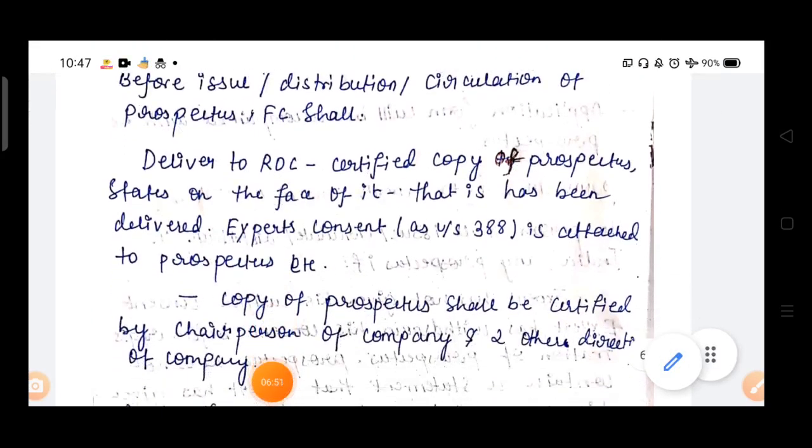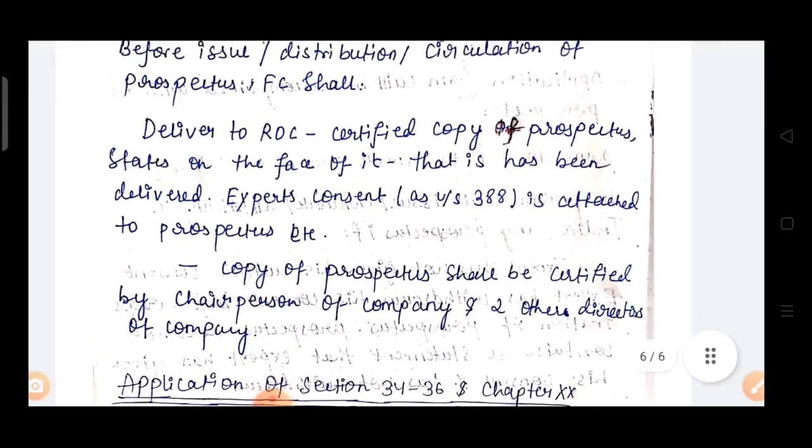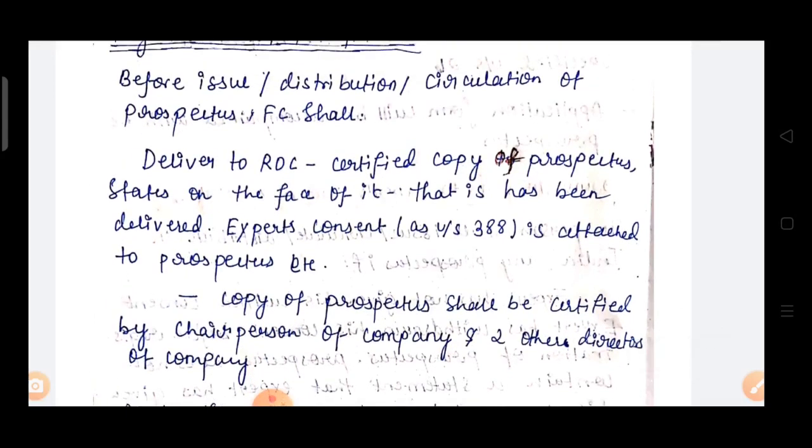A copy of the prospectus shall be certified by the chairperson of the company and two other directors of the company. See the word, delivered to ROC: it is written, delivered to ROC a certified copy of the prospectus, means a certified copy of the prospectus is to be delivered to the ROC. Certified copy means it should be certified by the chairperson of the company and two other directors of the company. So if it is certified by the chairperson and two other directors of the company, then only it will be delivered to the ROC and then it will get issued.